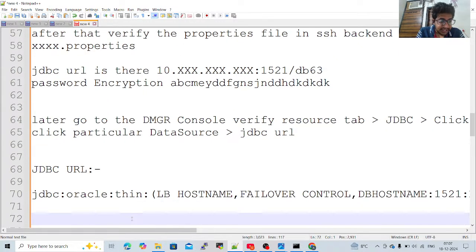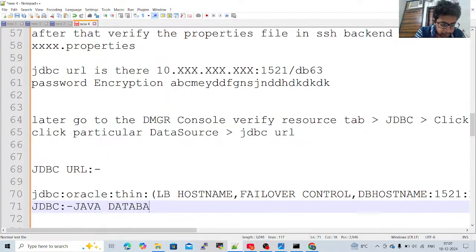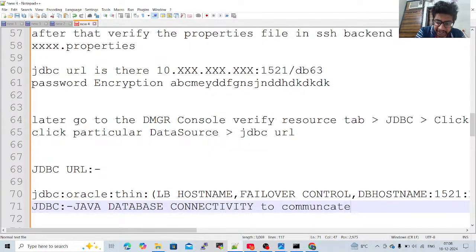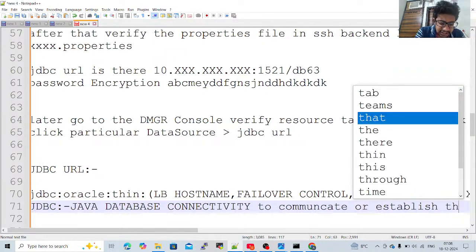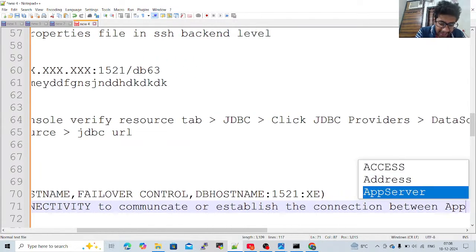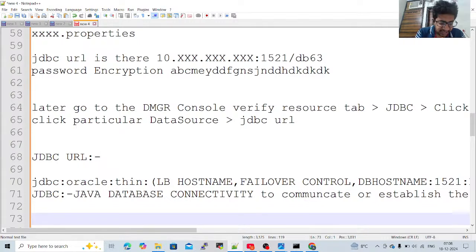There are thick and thin drivers. Thin means it directly establishes the connection without intermediate drivers. There is no Oracle client installed at the client level; it directly establishes the connection. JDBC, Java Database Connectivity, is used to communicate or establish the connection between the app server and the DB. Some of the persons asked about the app server.